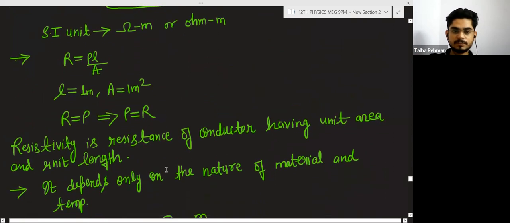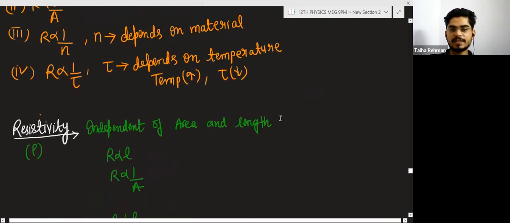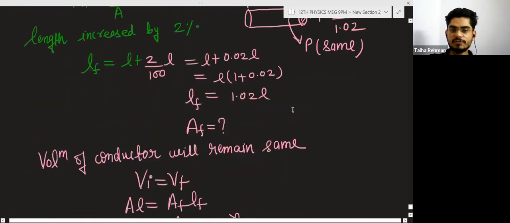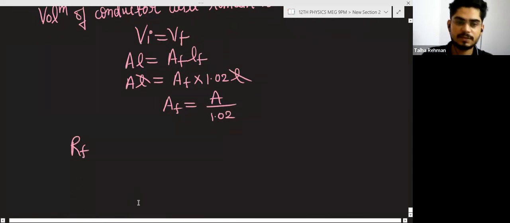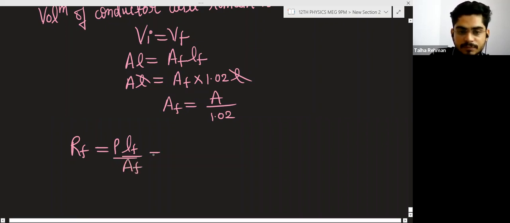See here, resistivity depends only on the nature and material, and the temperature, and I have written independent of area and length. So resistivity is independent of area and length. So we have the formula: resistivity rho will remain the same, rho = L final divided by area final.